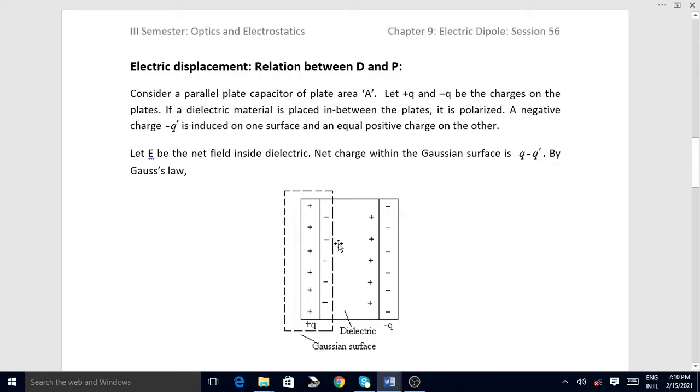Due to the polarization of the dielectric, charges are induced on the outer surfaces of the dielectric. Here, plus Q is the charge on the capacitor first plate, and minus Q is the charge on the capacitor second plate. And these minus charges are on the surface of the dielectric, and these plus charges are also on the other surface of the dielectric. These are the induced charges.